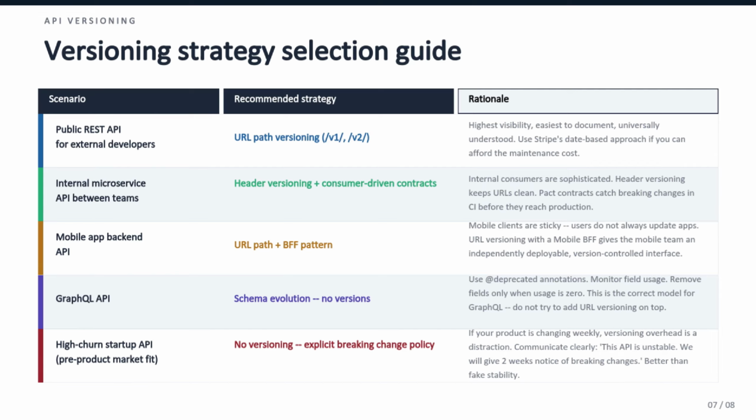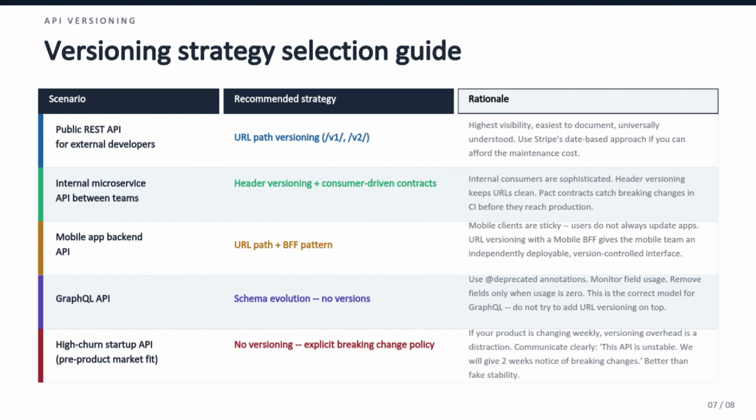Now scenario 3, mobile app backends. This one is tricky because mobile users, they don't always update apps quickly. Some users might still be using an app version from 2 years ago. Seriously, it happens all the time. So here, URL versioning is again very useful because it is visible and easy to debug.